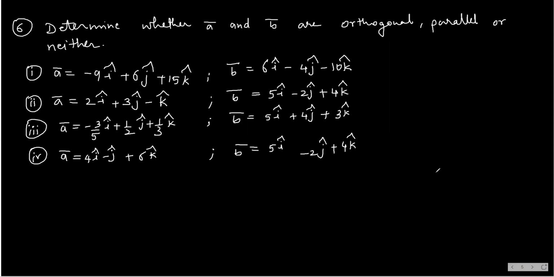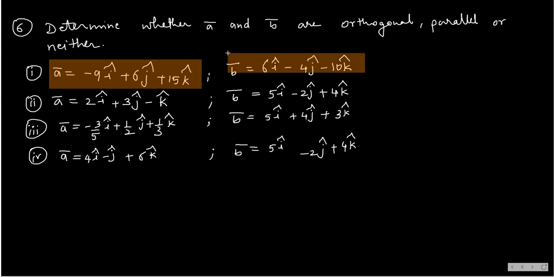Good question. So question number 6 from the same exercise 5.3. Determine whether A bar and B bar are orthogonal, parallel, or neither. They give us 4 sub questions. In each sub question, they give you A bar and B bar. I repeat again, what is the question? They give us 2 vectors, A bar and B bar. We have to determine whether these 2 vectors are orthogonal.